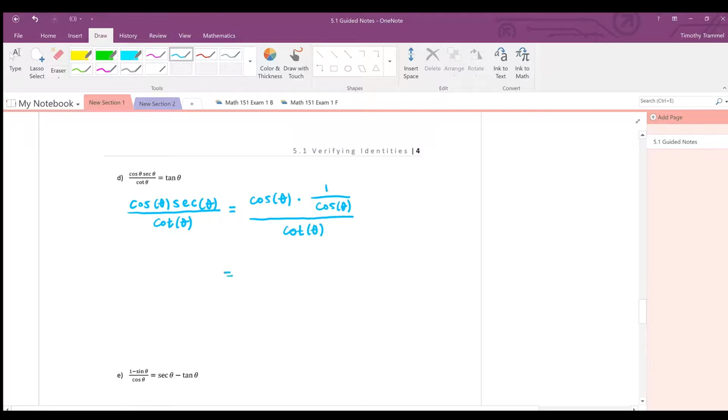And what I see is in the numerator, the cosine thetas are going to cancel. So this gives us 1 over cotangent of theta. And then you might remember from your reciprocal identities that this 1 over cotangent of theta is equal to tangent of theta.